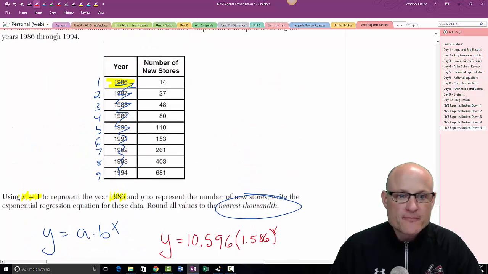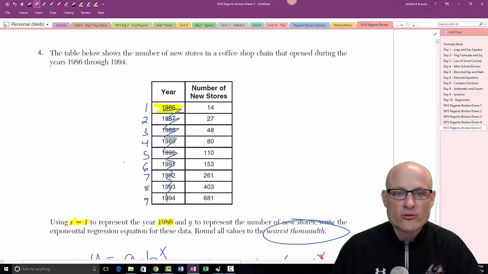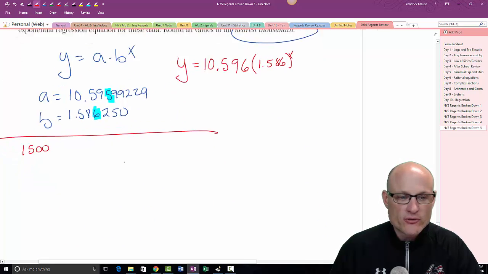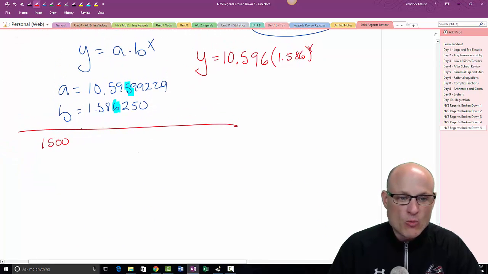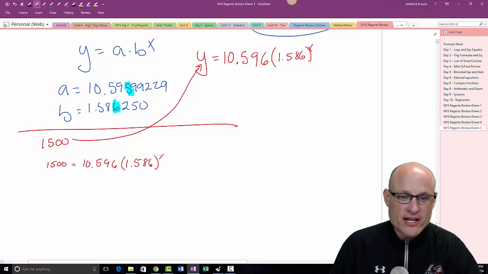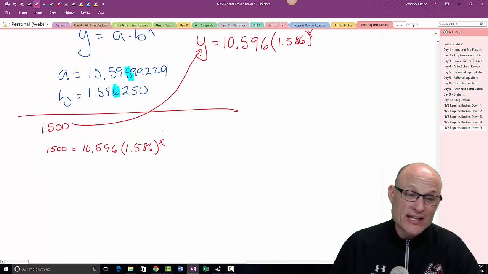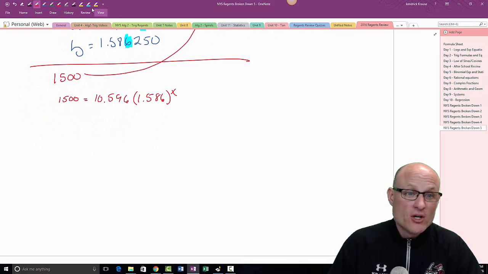stores? In what year would there be 1,500 new stores? So what we want to do is figure out in what year approximately would there be 1,500 new stores. We're going to take this 1,500. We're going to put it in for y, and we get 10.596 times 1.586 to the x value. So we're going to solve for x. Again, it's an exponential function. We're going to end up solving it using logs.